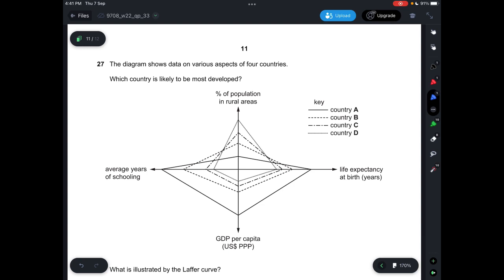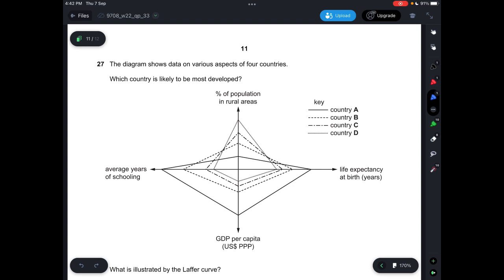27, the diagram shows data on various aspects of 4 countries and which country is most developed. Normally if a country is very developed, based on these 4 options here, population of rural areas, average years of schooling, GDP per capita, and life expectancy at birth, the most developed country would have the highest GDP per capita, highest average years of schooling because of higher education, higher life expectancy, and lower population in rural areas.